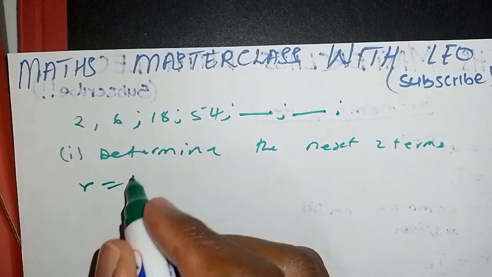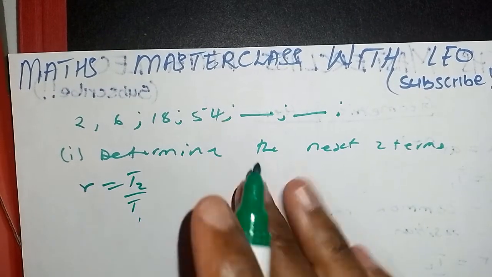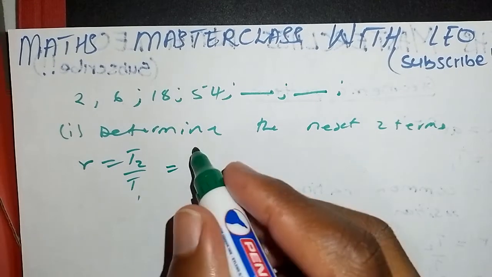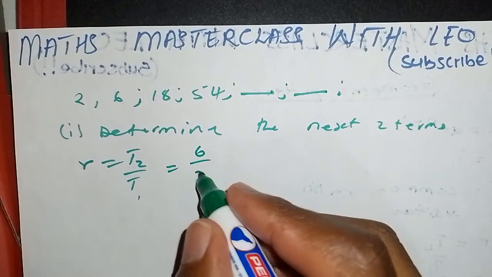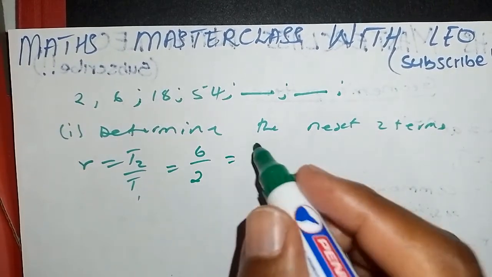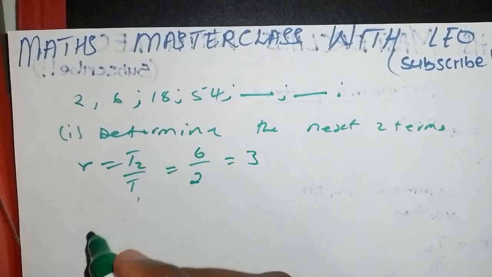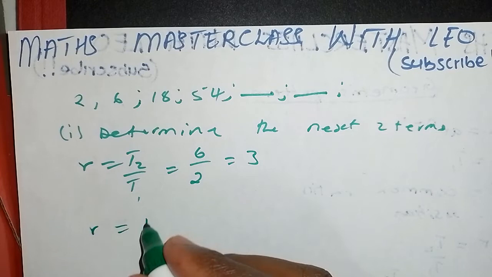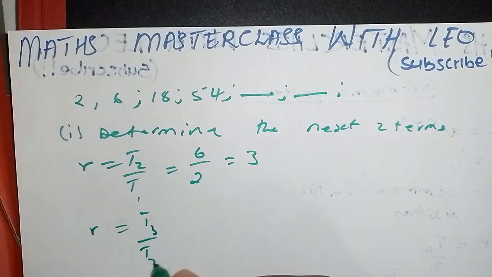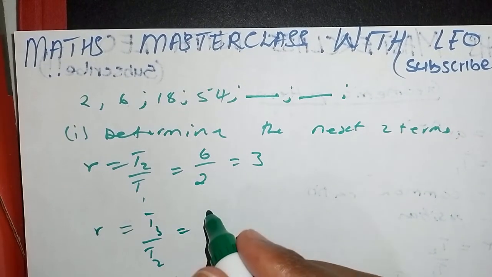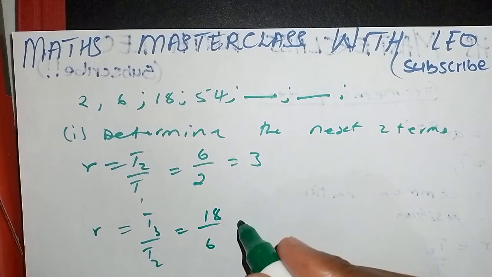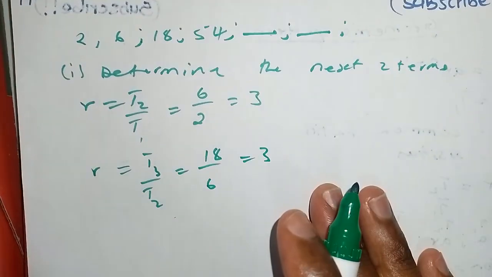Common ratio is equal to T2 divided by T1. What is my T2? It's 6. What is my T1? It's 2. This gives me 3, right? Okay, if you want, just to prove it, you can calculate T3 over T2. Then what is T3? It's 18. T2, it's 6. This gives us 3. Okay, we have a common ratio.